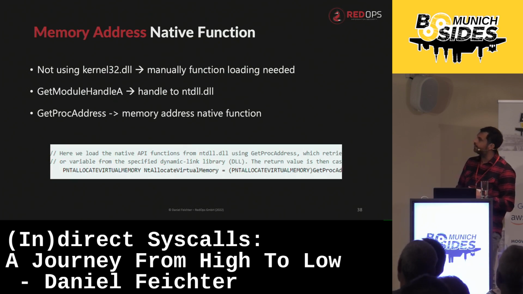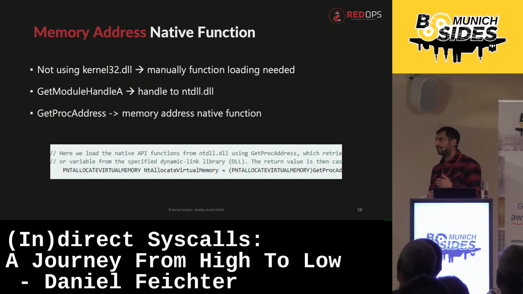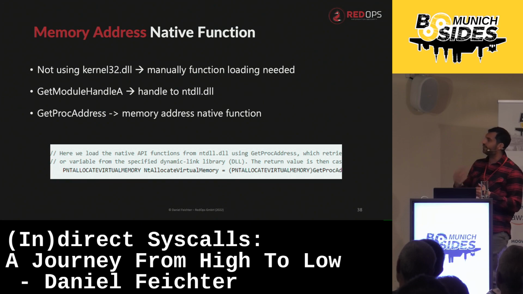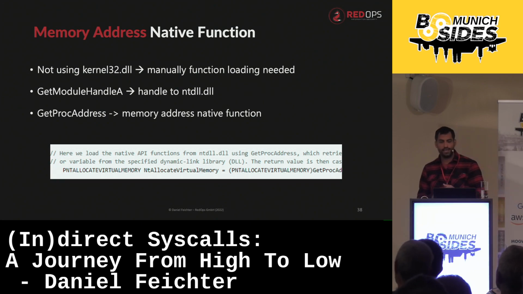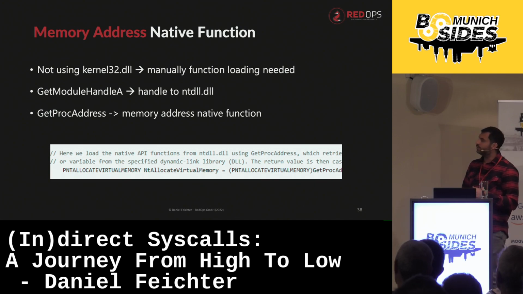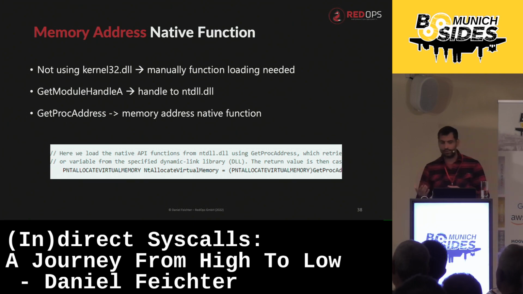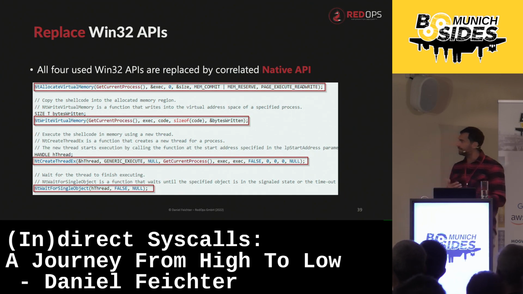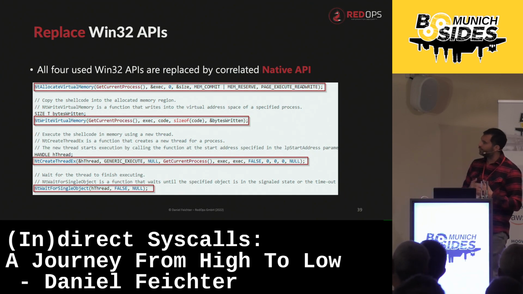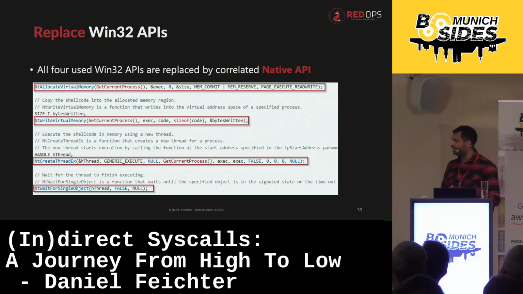And in the second step, we need to get the memory address for each native API. In the first step, we use the Windows API GetModuleHandleA to open a handle to NTDLL. And then we use GetProcAddress to get the memory address for the corresponding native API. And we simply want to replace all Windows 32 APIs with the correlated native APIs.